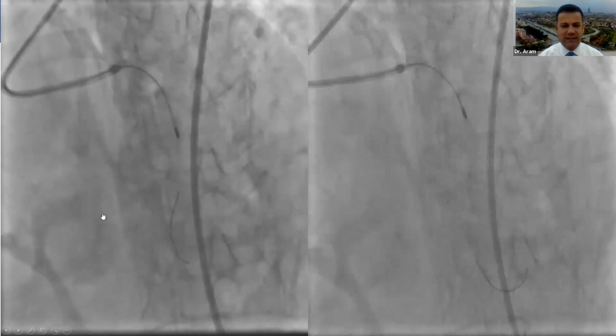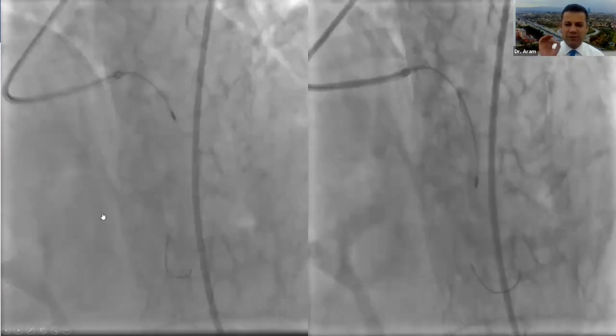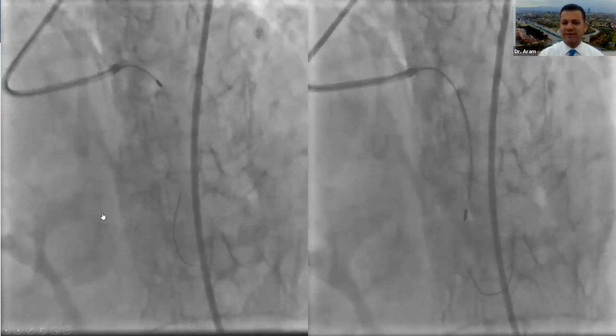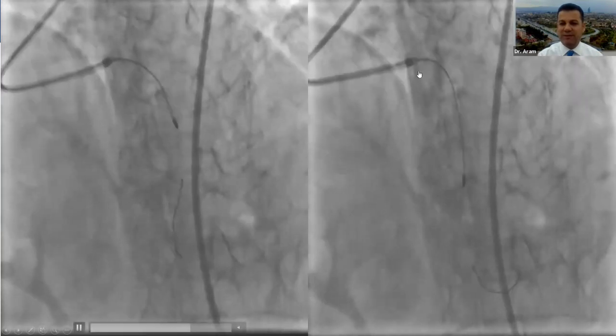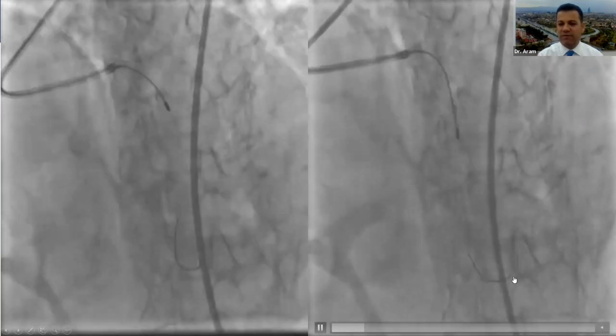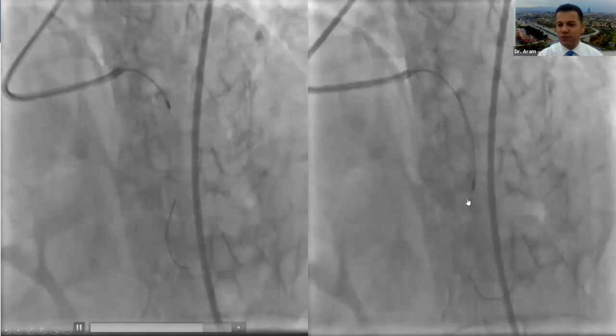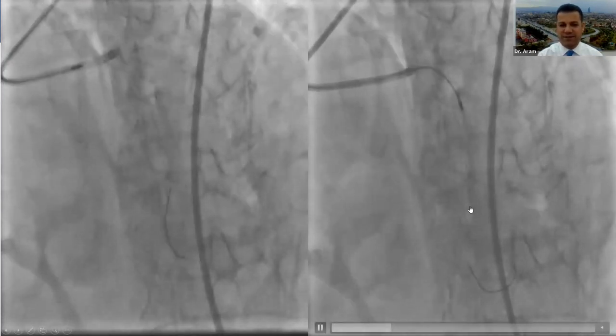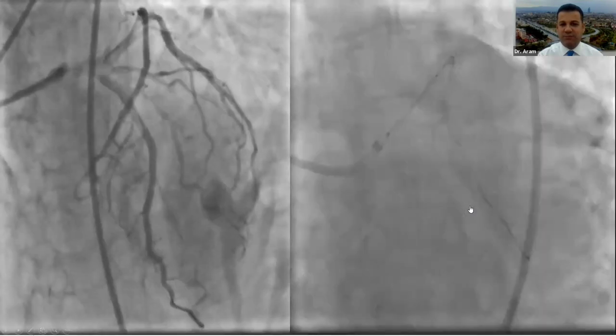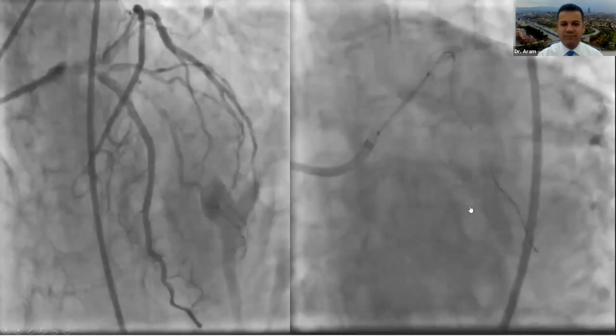The point is that during rotational atherectomy, we should focus on the guide catheter. Look at the tip of the guide, how well it's engaged. And the tip of the wire is very important. This is the first run. In the second and third run, you should go beyond the calcified area. And this is the result after just ballooning and putting a stent there.